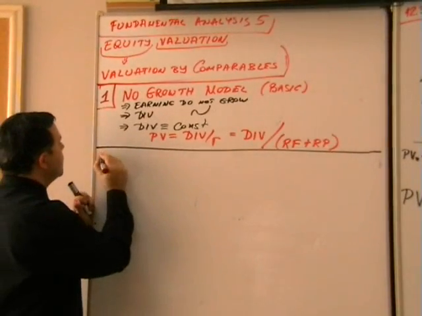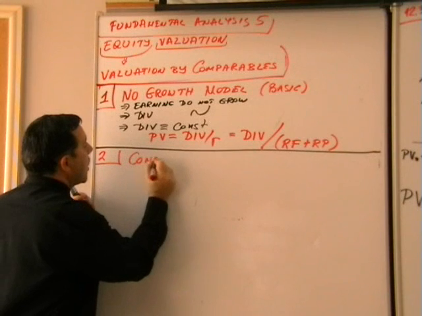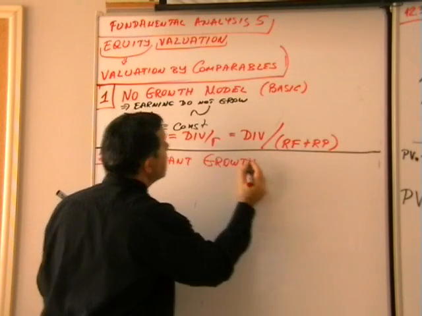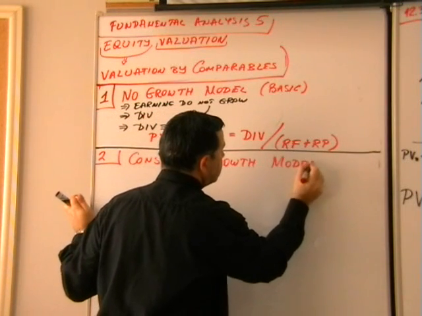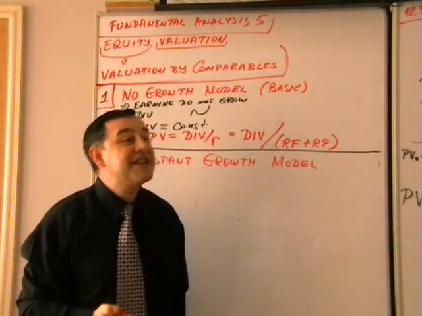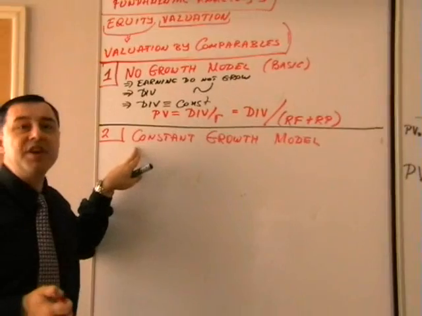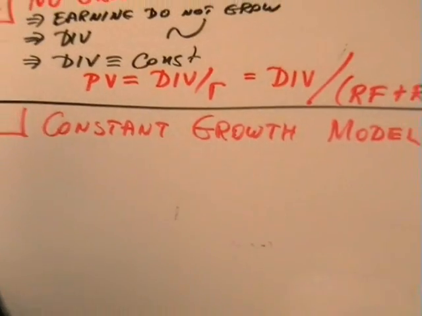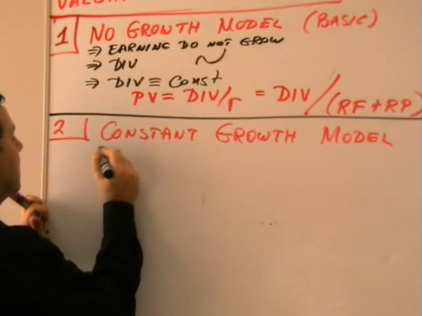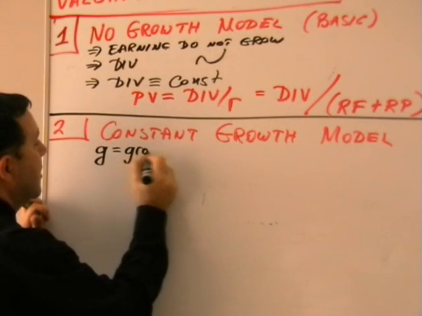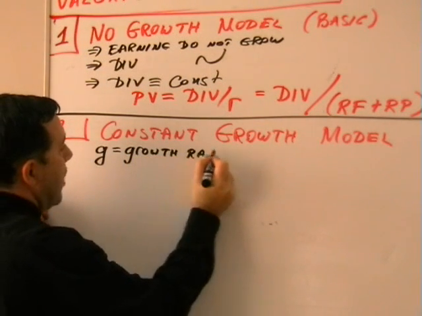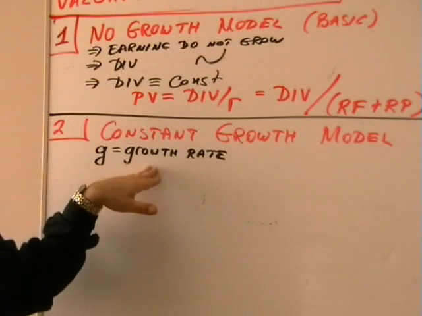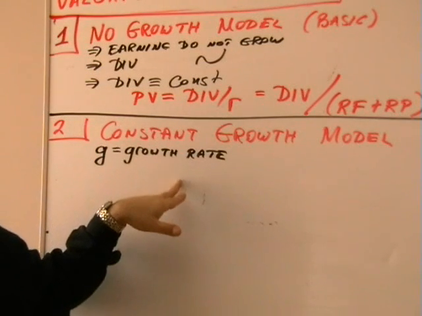As a second benchmark, we use the constant growth model. Constant growth model simply assumes that the company grows at a particular rate, maybe 3%. So G will be representing the growth rate. Maybe 2% a year, 5% a year. So the company grows at 5%.